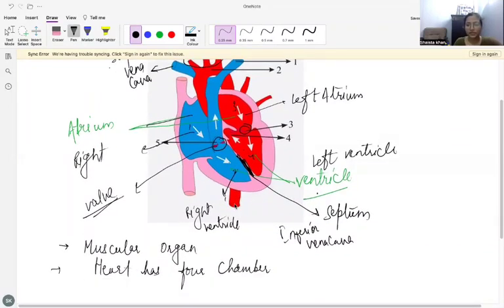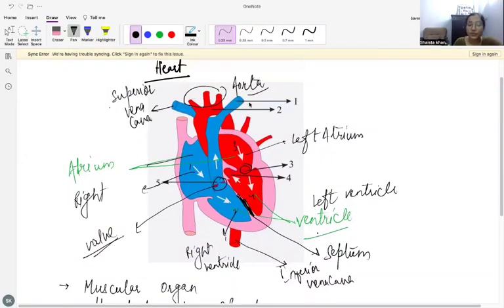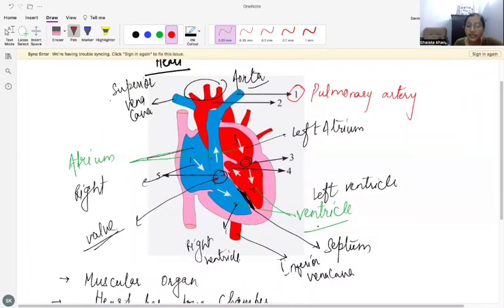So this is your inferior vena cava. This is also a blood vessel. Number one here is known as the pulmonary artery. Here you can see this is the pulmonary artery. And there's one more blood vessel which is not shown here, known as the pulmonary vein. I'll tell you the functioning also.